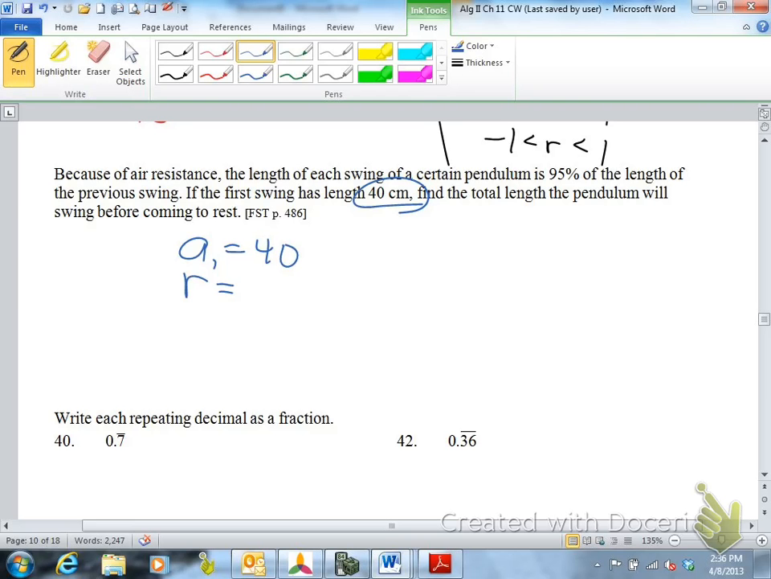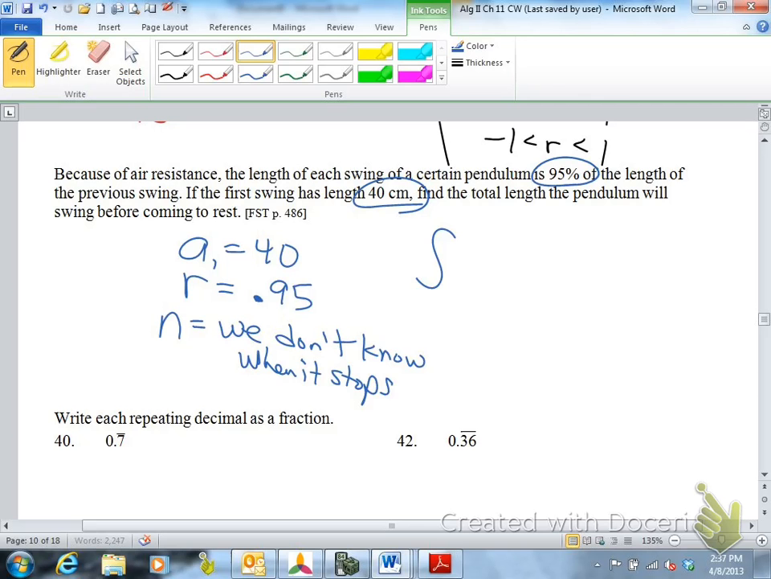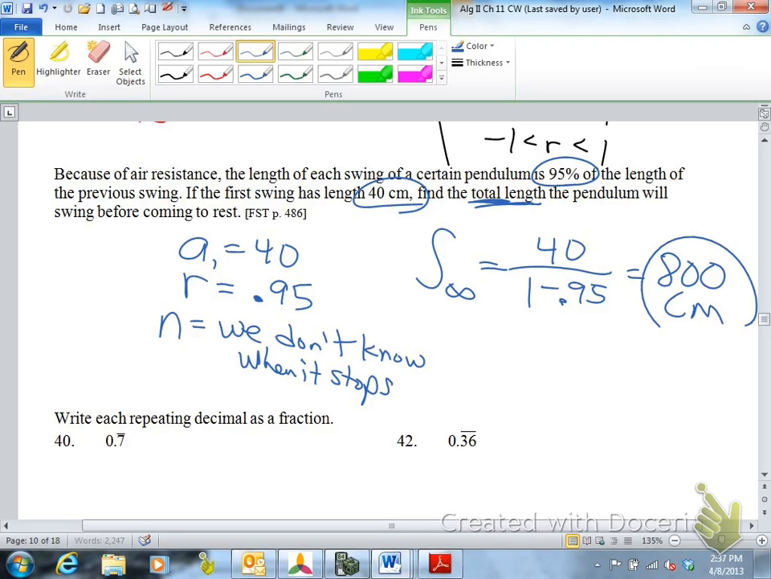R is the percentage, you have 95% each time. And notice that we don't know the n. We don't know when it's going to stop. So we will use an infinite sum since we want to know the total length that the pendulum swings, back and forth plus back and forth plus back and forth. So you have 40 divided by 1 minus 0.95. And that gives you 800 centimeters for a total back and forth swing.